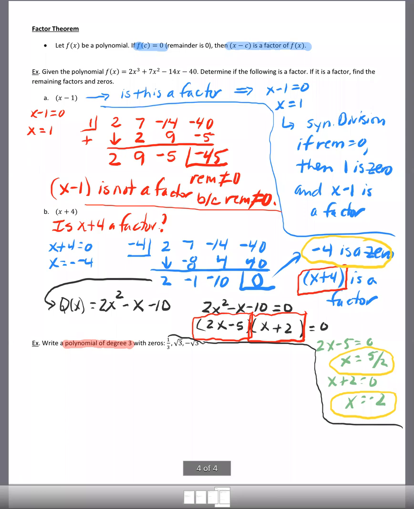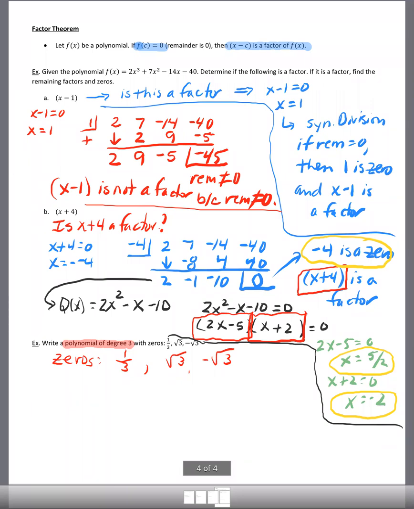And sure enough, if you go back to see what they've told us, we know that our zeros, according to this problem, one of them is 1/3, another one is the square root of 3, and another one is the negative square root of 3. The reason I said this is kind of a backwards problem is they've told us what the zeros are. They didn't tell us what the polynomial looked like. So our job is to figure out what polynomial this was.